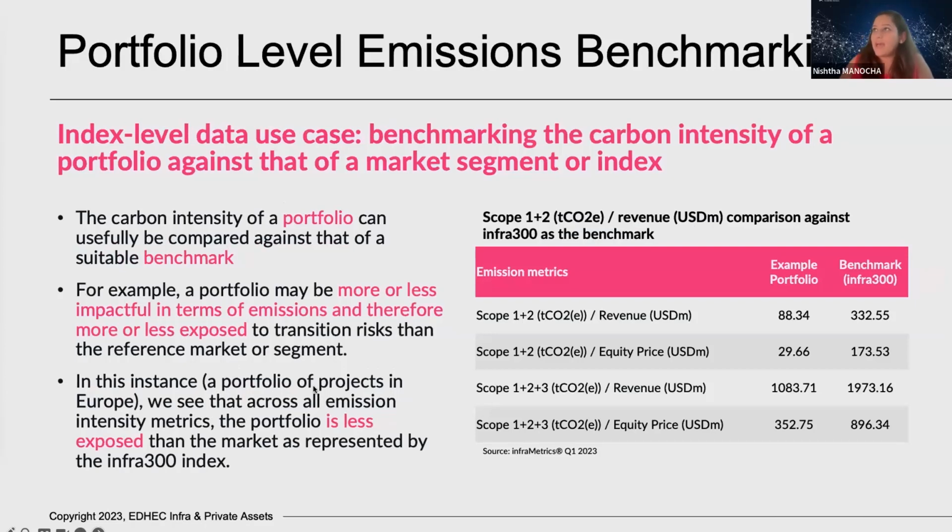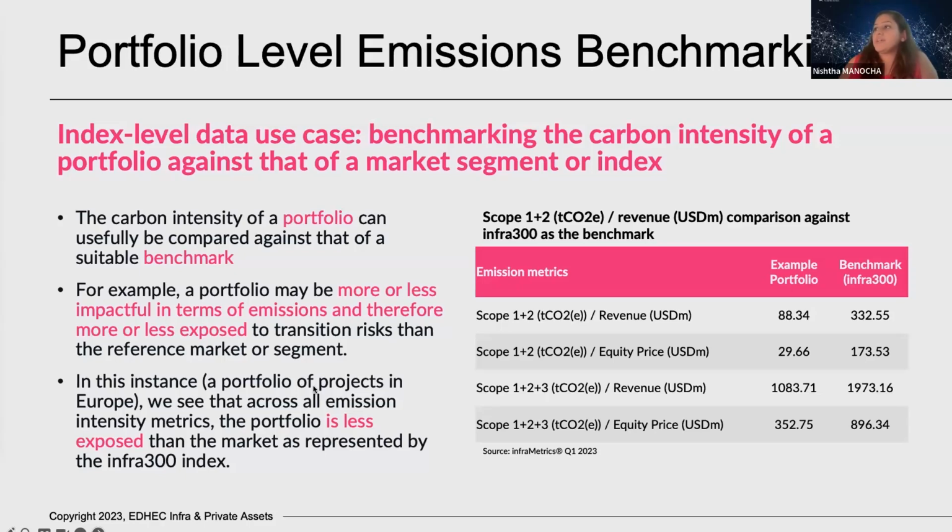What we also have in our portfolio are index level benchmarks. So for TCFD reporting, it is recommended that you provide a benchmark. So you compare your performance against a market benchmark. So for example, you want to know whether your portfolio is more or less impactful in terms of emissions. That means, is it more or less exposed to transition risk or not?